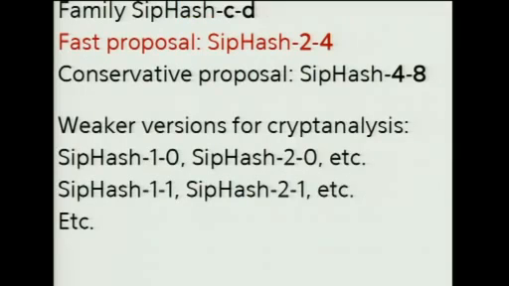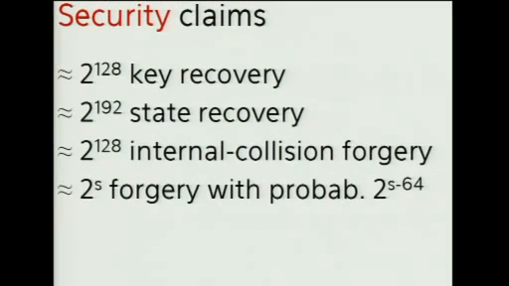So we propose to use SipHash-2-4 for hash tables, for example, because it's extremely fast. We also have a conservative proposal, SipHash-4-8, which is obviously twice slower than SipHash-2-4. Cryptanalysts may want to break SipHash-1-0, SipHash-2-0, SipHash-1-1, 2-1, and so on. We don't make claims of security for those weaker variants. There may be some distinguishing attack. But we recommend at least SipHash-2-4. Our security claims are approximately 120 bits of security to find the key.